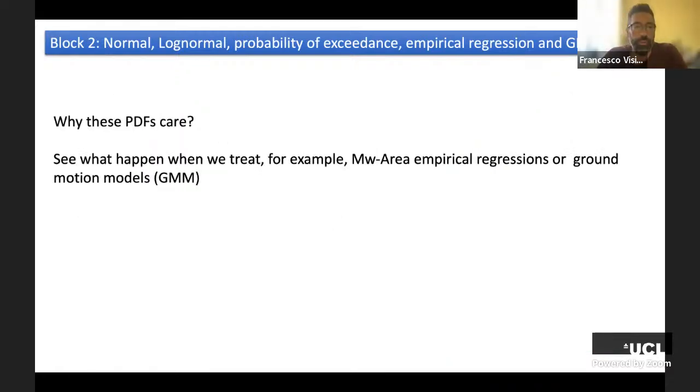But why do we need to take care of this PDF? For example, for a geologist, why do we need to know what is normal and log normal, why do we need to care about this PDF?